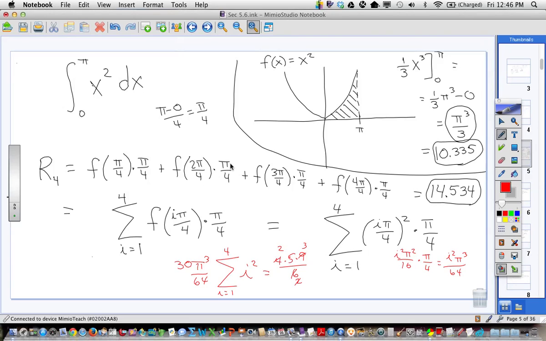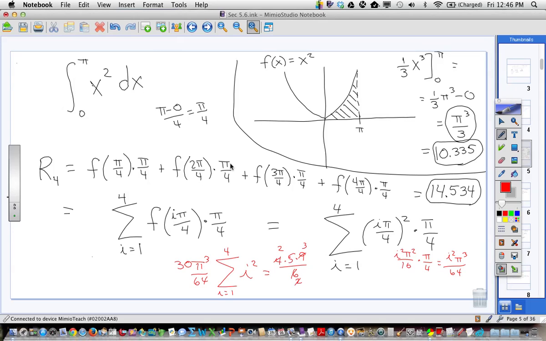Okay? Here's where we started. We said we've got an integral, an area we want to find from 0 to pi. That's this area right here. We know we can find that area by the antiderivative. We went ahead and found it. It was 1/3 pi cubed, which came out to this decimal. So we know that's the area we're looking for.